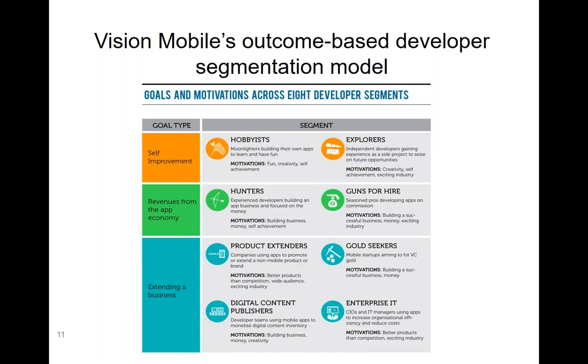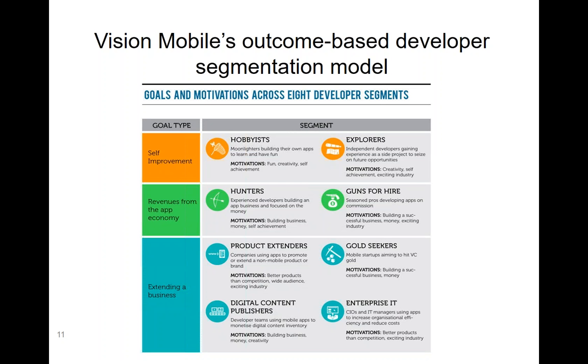Then we have the product extenders, who are extending a business with existing products which they may be porting to a new platform and so forth, digital content publishers who are more interested in getting their content out there, enterprise IT, which is self-explanatory, and the gold seekers, which oddly enough is something we mentioned a moment ago, which is the mobile startups aiming to hit VC gold. So these are the companies who are looking for something interesting to do and intending to make money through some great innovation. The next Angry Birds, or Flappy Bird, I guess.